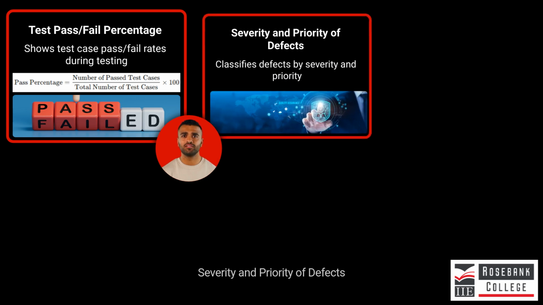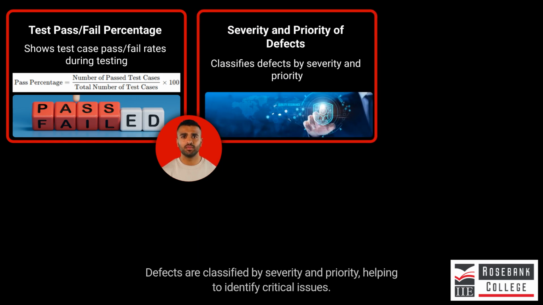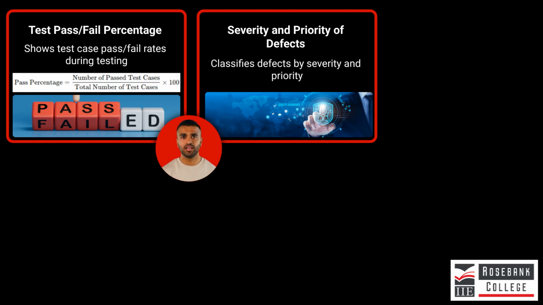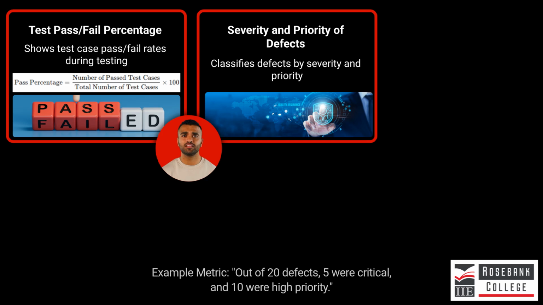Severity and priority of defects. Defects are classified by severity and priority, helping to identify critical issues. Severity impacts functionality, while priority indicates urgency. This assists in focusing on urgent defects and optimizing resource allocation. Example metric: out of 20 defects, 5 were critical and 10 were high priority.